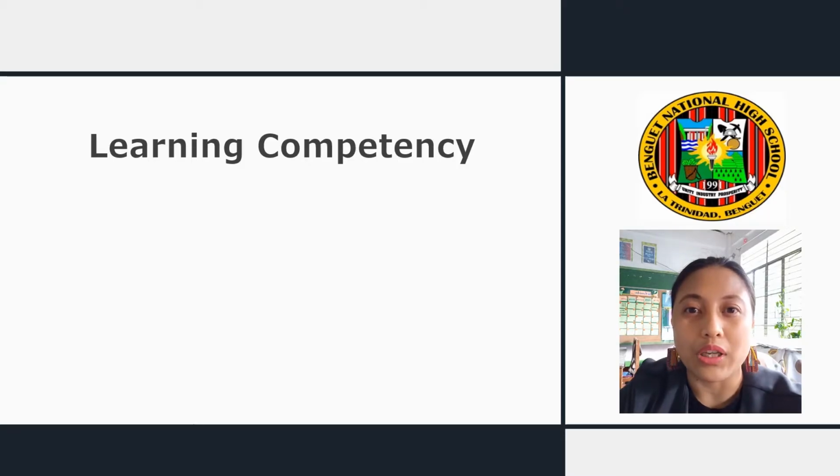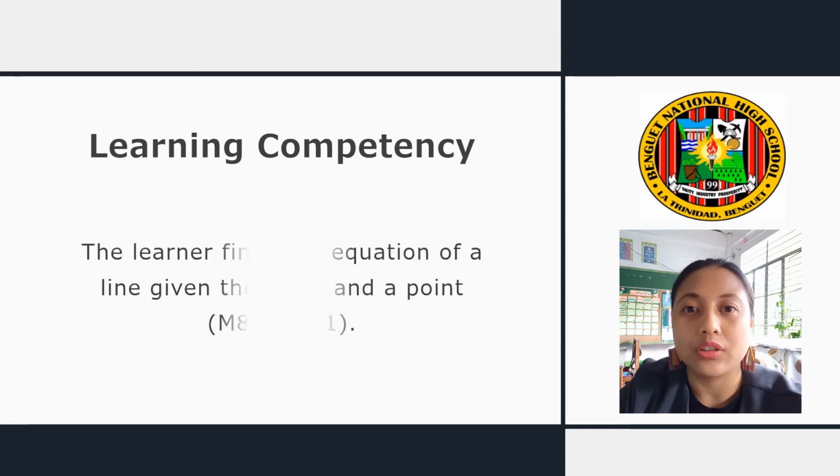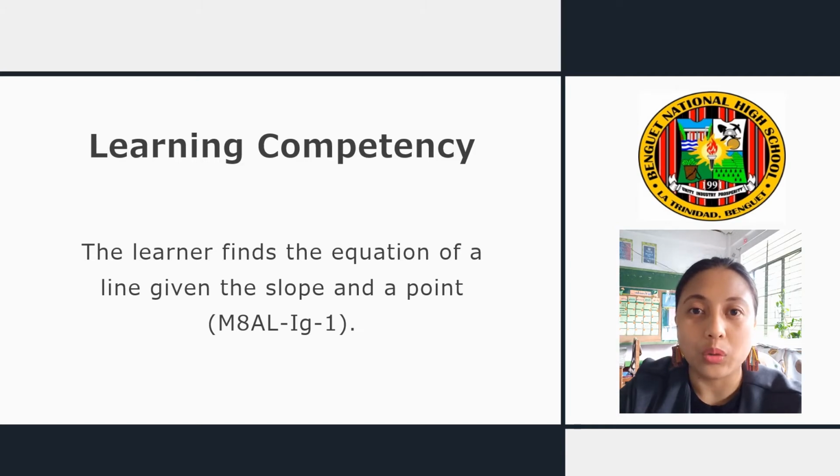This lesson is based on the K-12 curriculum learning competency. The learner finds the equation of a line given its slope and a point. By the end of this lesson, you, the learner, should be able to follow and apply the steps in solving for the equation of a line given its slope and a point, which in this case will be the y-intercept.